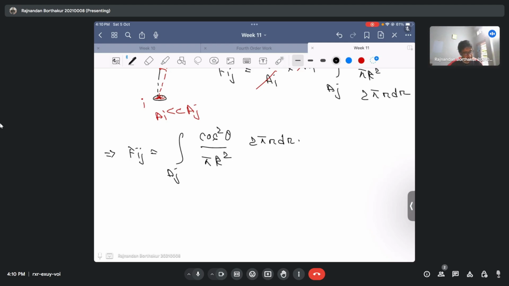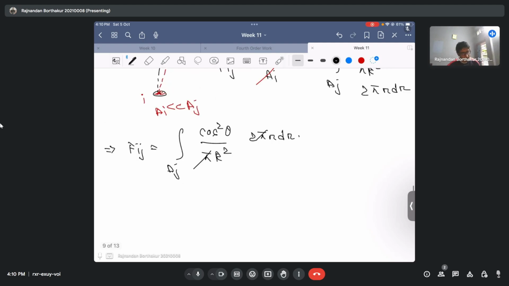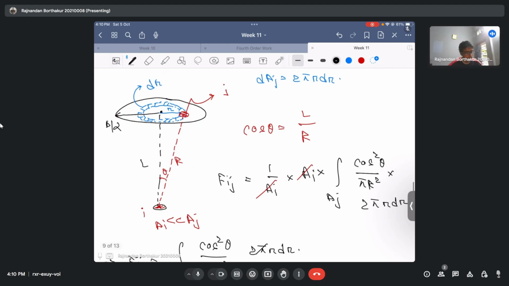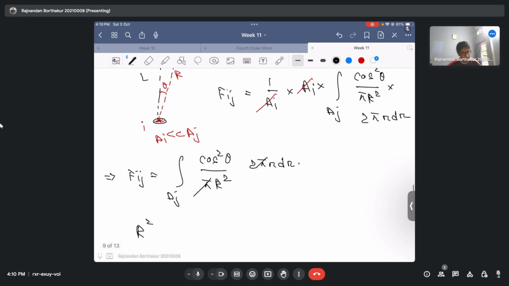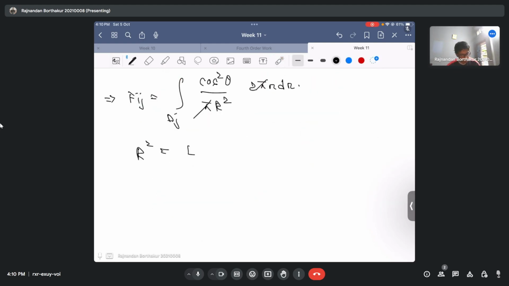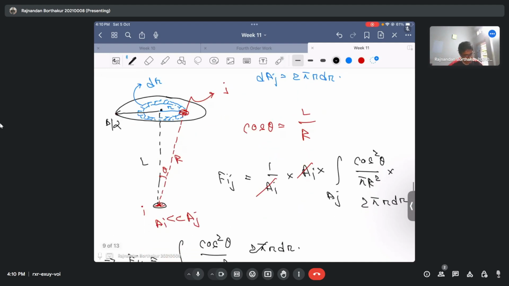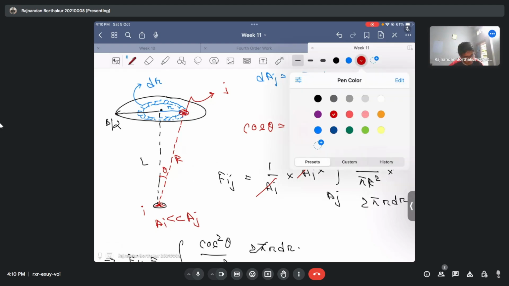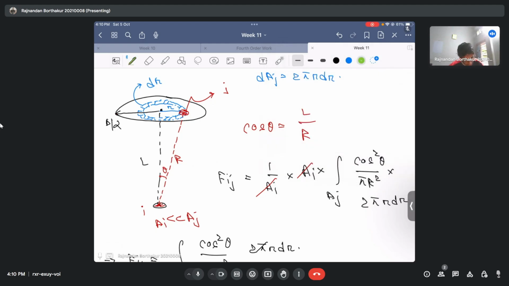Now I can make these pi's cancel out, and then we can do one more thing. Just by using the Pythagoras theorem, this R can be written as R square equal to L square plus small r square. That is typically because from this right angle triangle, maybe I'll draw it with a different color, that is basically this.